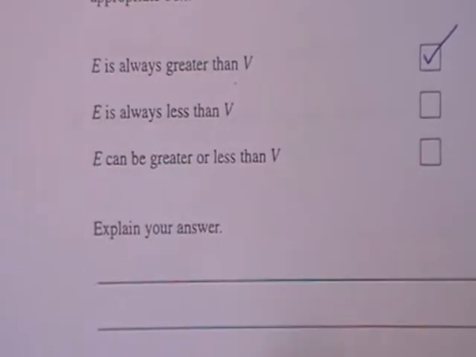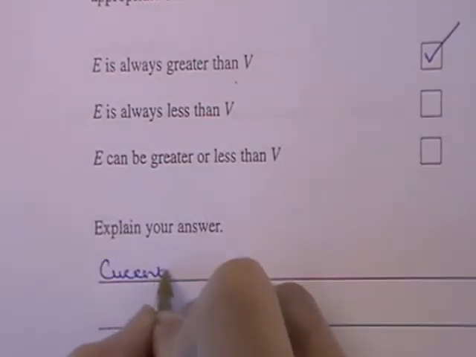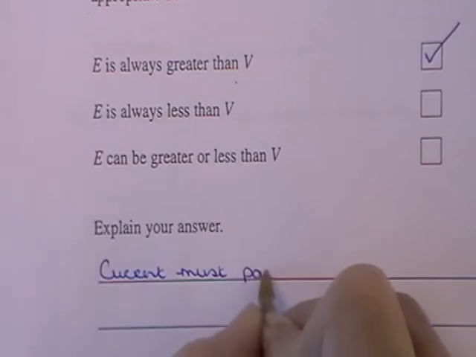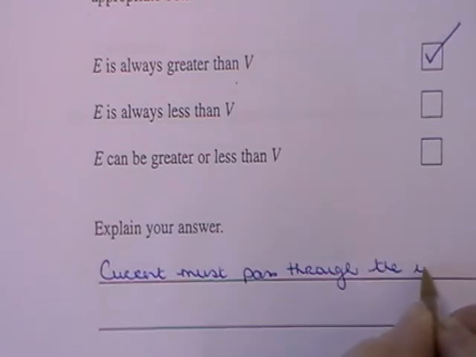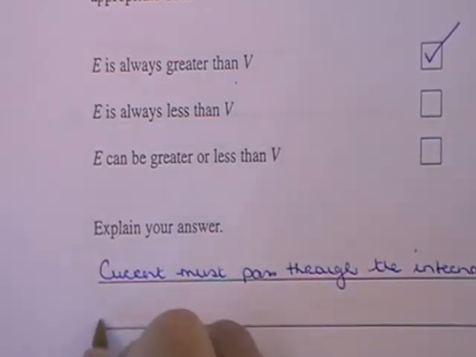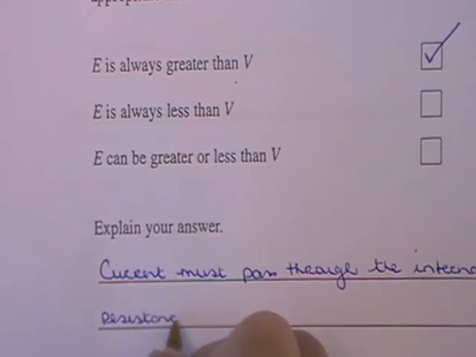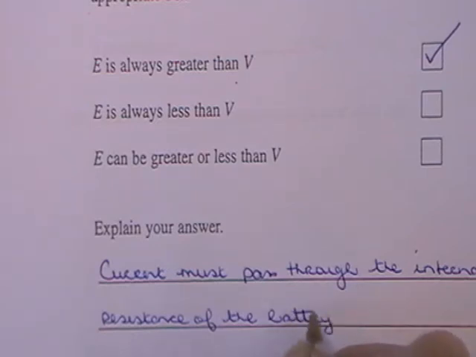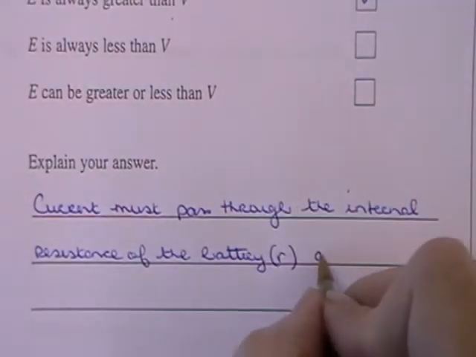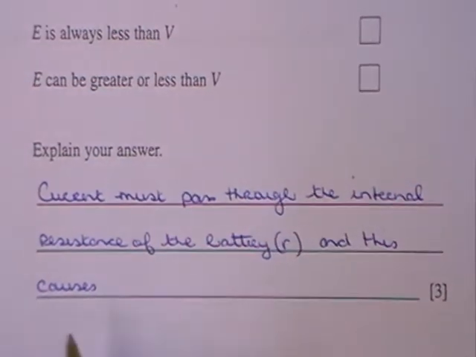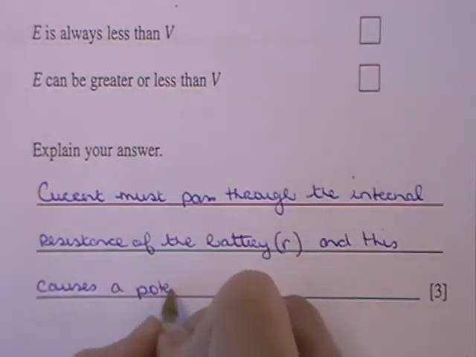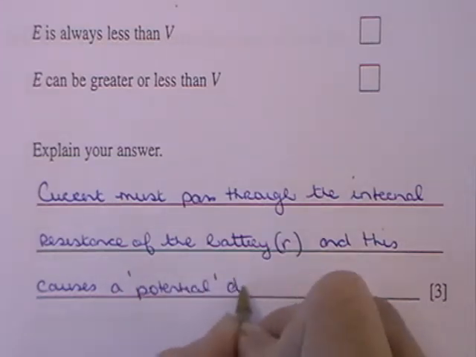So the reason is because the current has to pass through the internal resistance of the battery. And we call that small r. And this causes a potential drop, or some voltage to be lost, a drop in potential.